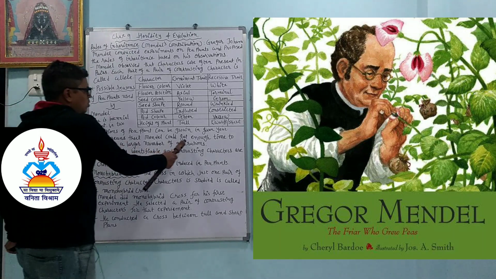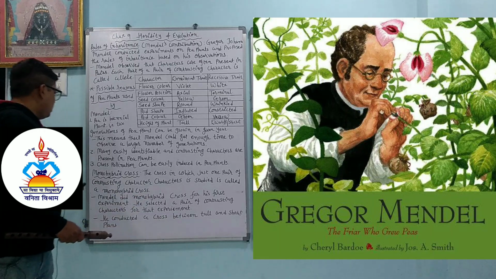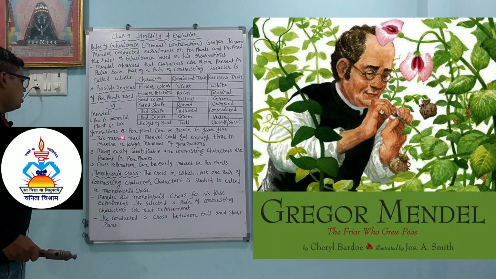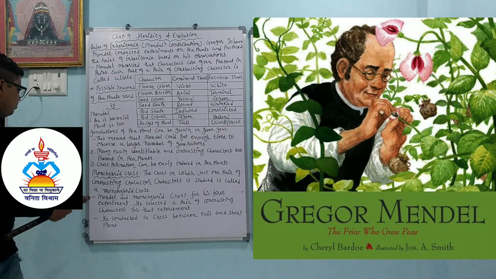This means that Mendel could get enough time to observe a large number of generations, and because of this reason, Mendel could get enough time to observe a large number of generations.